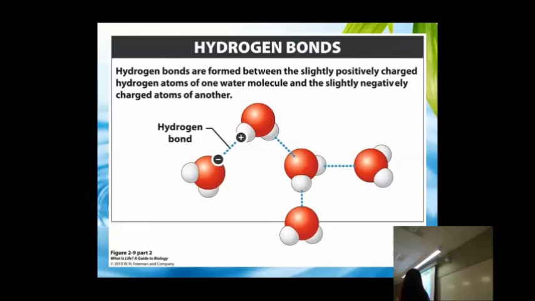The final kind of bonding that we're going to talk about is hydrogen bonding, and hydrogen bonding is found in water molecules. So whereas we had our covalent, where they're sharing, and our ionic, where one is donating and the other one is taking, here we've got our hydrogen bonds that are formed between the slightly positive poles of the water molecule and the other slightly negatively charged atoms.